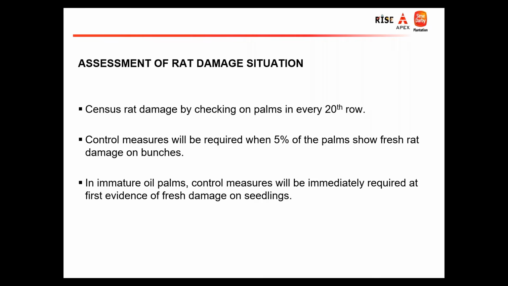Let's say you're doing damage censuses for your estate, and there are 20 blocks or 20 fields. If 50% of your fields cross the 5% fresh damage, that means you have to bait the entire estate, the entire 20 blocks. Anything that crosses the 50%, you have to bait the entire area. Okay, so 5% is the trigger point.